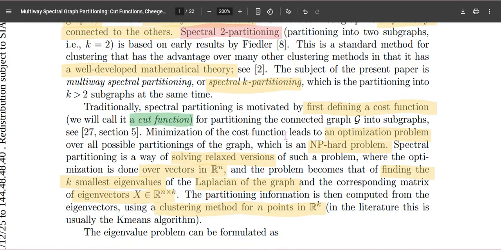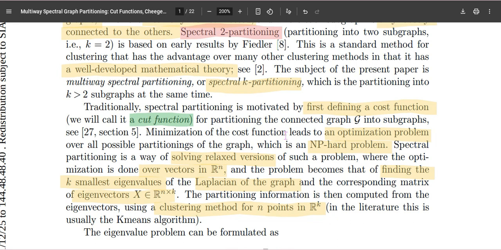Let us first define what is meant by a cost function or cut function for partitioning this graph into subgraphs. So we define a certain cost function. The objective is to minimize this cost function, so it is formulated as an NP-hard optimization problem. Because of this NP hardness, we use a relaxation technique, and we formulate this minimization problem over an n-dimensional vector space, and we try to identify the k smallest eigenvalues of the Laplacian of the graph.